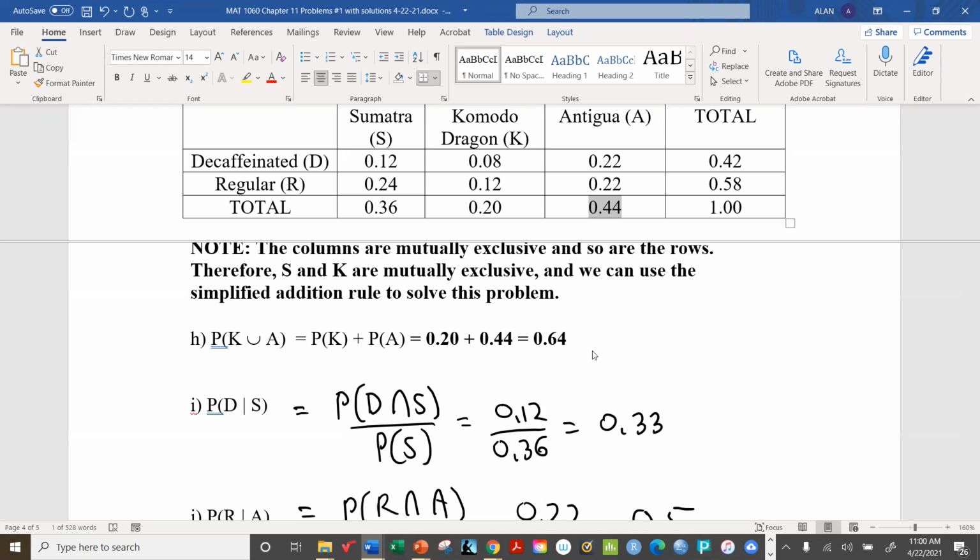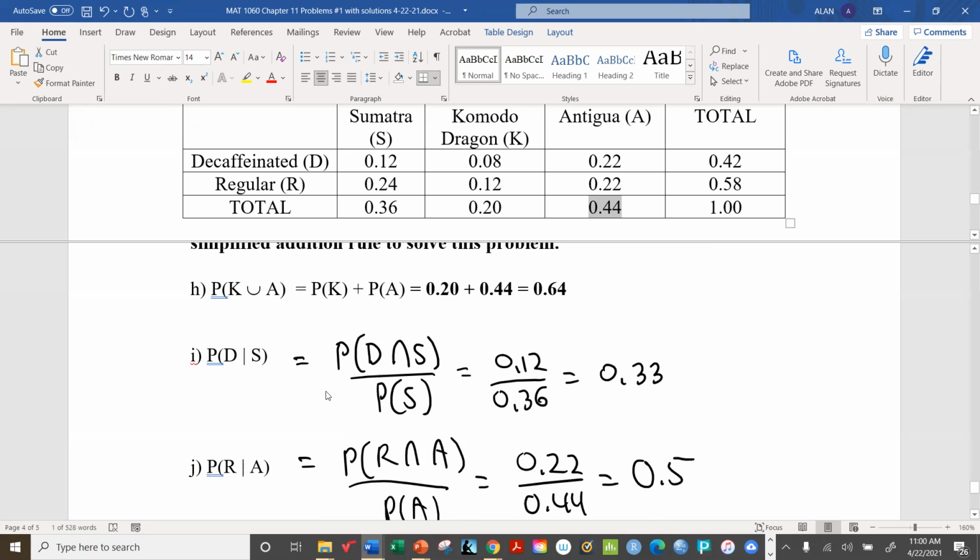All right, now, D given S. Now, this is a conditional probability, so remember, you've got to know how that definition works. This one means we've got the intersection of D and S in the numerator, and S goes in the denominator, because that's this probability right here. These you can look up in the table, although I think we've already seen all of these before. D and S is that 0.12 up here, and S is simply the total of Sumatra. So that works out to 0.12 over 0.36. This is equal to 1/3, but you can write it as 0.33.